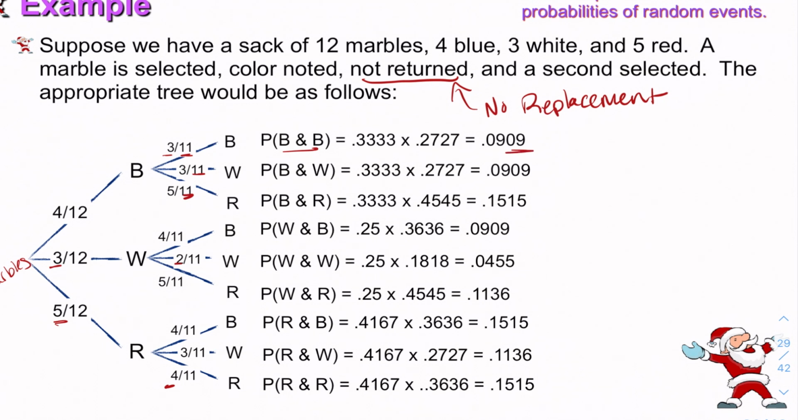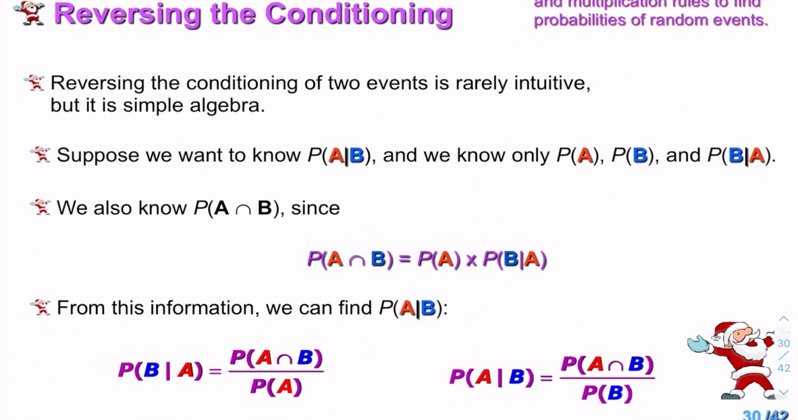If we summed up each of these end probabilities, we would get our total of 1. Now what about reversing the conditioning? Reversing the conditioning of two events is rarely intuitive, but it is simple algebra. Suppose we want to know the probability that A happens given B already happened.